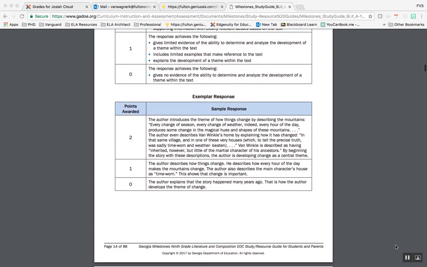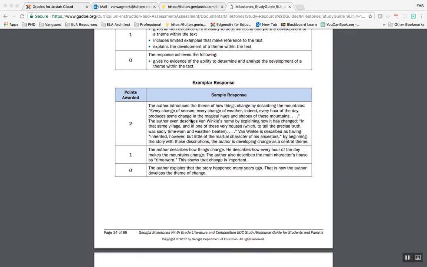And then it even gives you a sample response of what would earn a 2. Okay, so again, the author introduces the theme of how things change by describing the mountains, and here's their quotation. The author even describes Van Winkle's home by explaining how it changed. And then they give another quote.